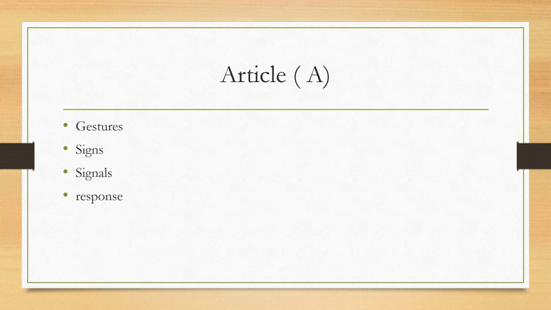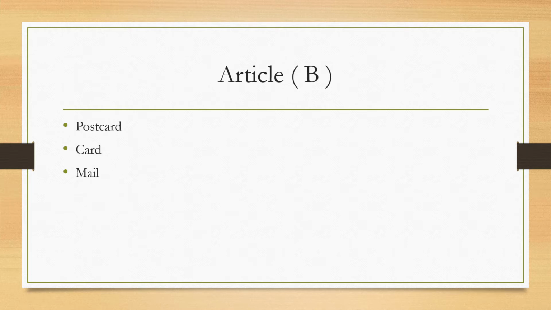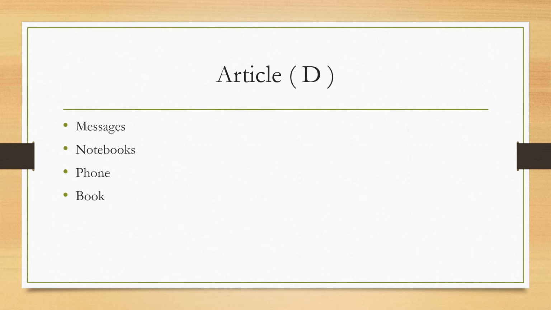Look at Article A. The words that are forms of communication are gestures, signs, signals, response. Let's move to Article B. The words are postcard, card, mail. In Article C, we have the word message. In Article D, messages, notebooks, phone, and box.